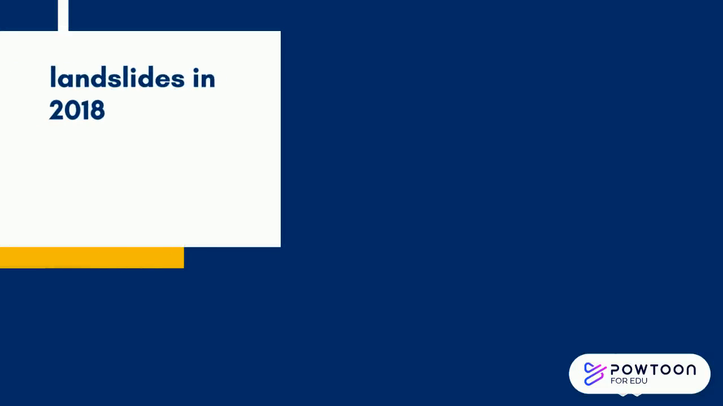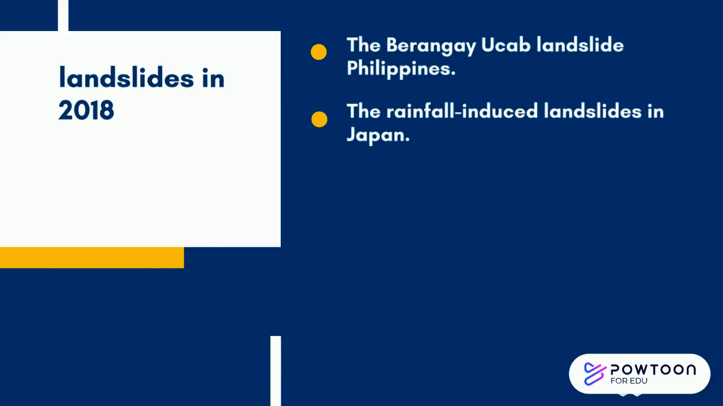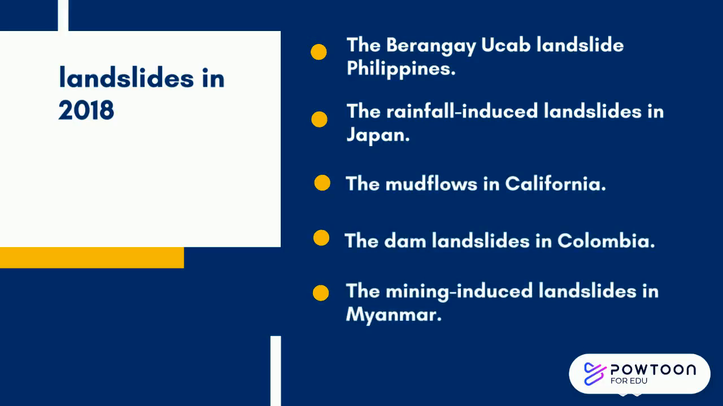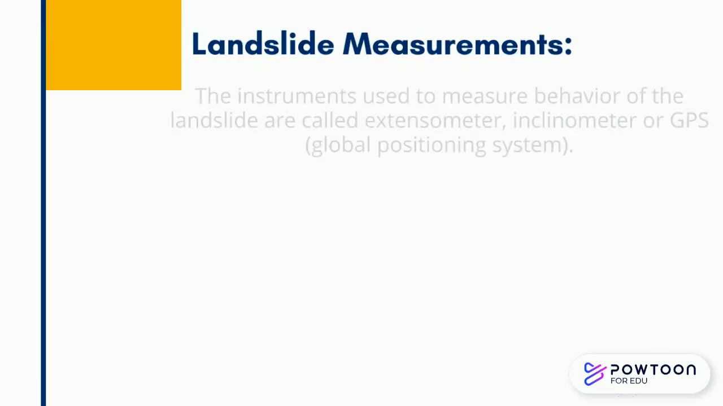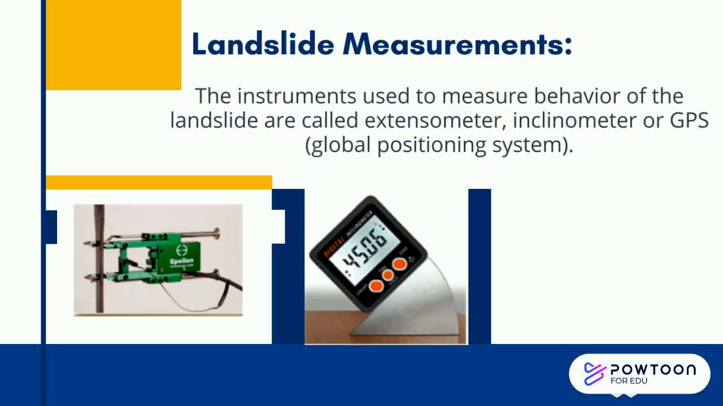Examples include the Barangay Ocab landslide in the Philippines, the rainfall-induced landslides in Japan, the mudflows in California, the dam landslides in Colombia, and the mining-induced landslides in Myanmar. The instruments used to measure the behavior of a landslide are called extensometer, inclinometer, or GPS, Global Positioning System.